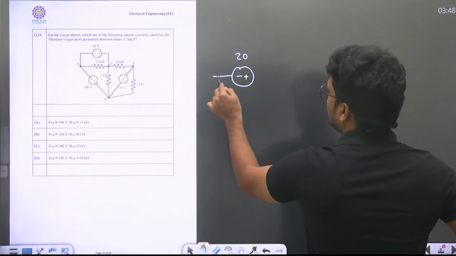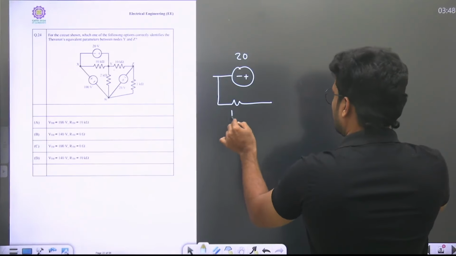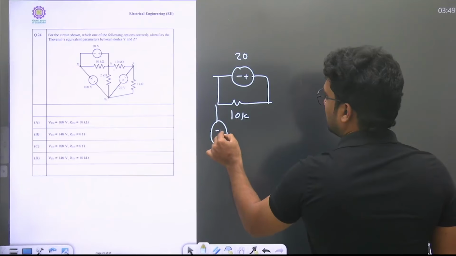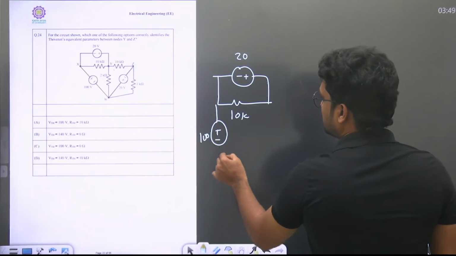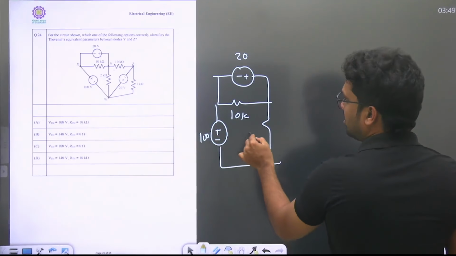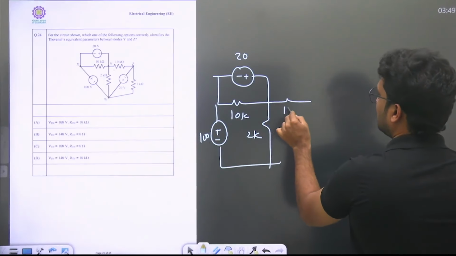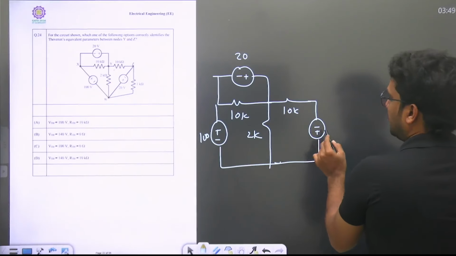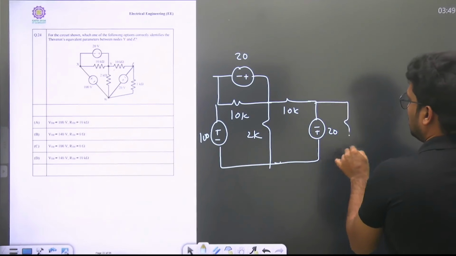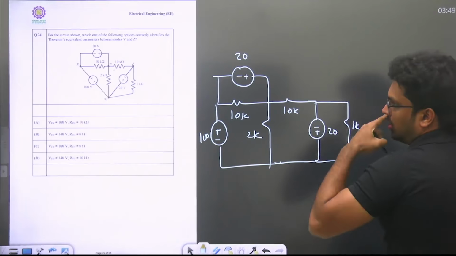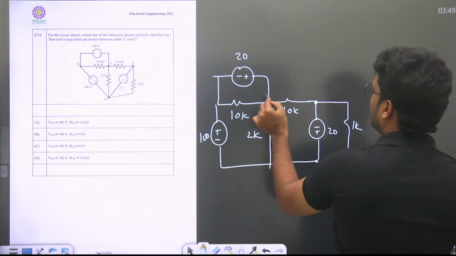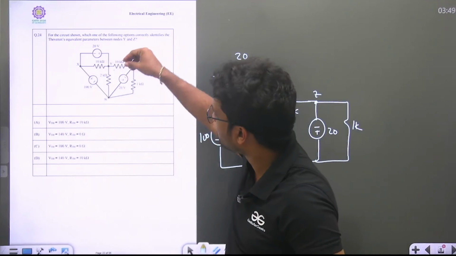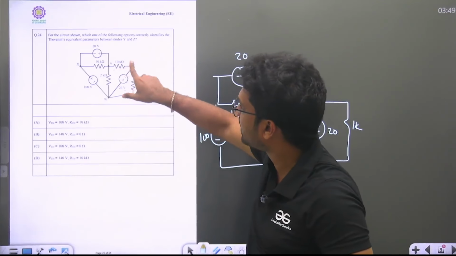So this is 20, 10K, and here 100 volts. I'm just redrawing the circuit. 2K, 10K, and this is negative 20 volts and 1K. Okay, between Y and Z he has given. Because he has taken polarity inside, I'm assuming maybe he wants the response inside.